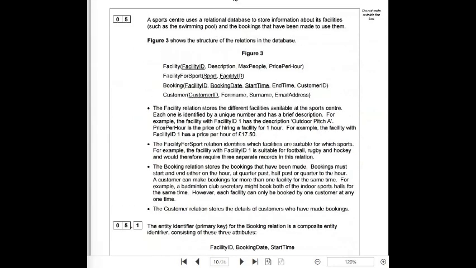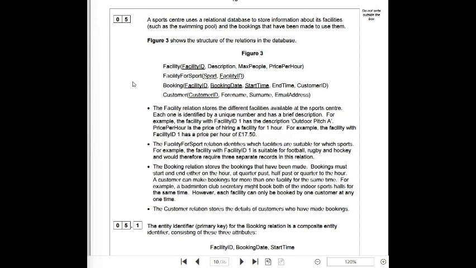Okay, let's try the next one. This one is a very long-winded brief. And this is about databases. So you've got a sports center, these are a relational database to store information about facilities, like a swimming pool, and the bookings that have been made to use them. So some of you might have done booking systems as part of your NEA database system. Yes, database system. One of the best things to do in an NEA. Not 2,000 lines of gaming code that is 35% done. But hey.